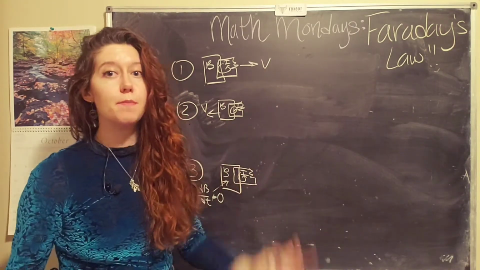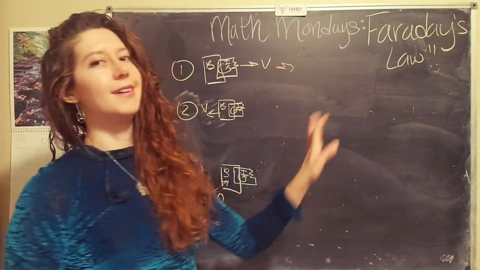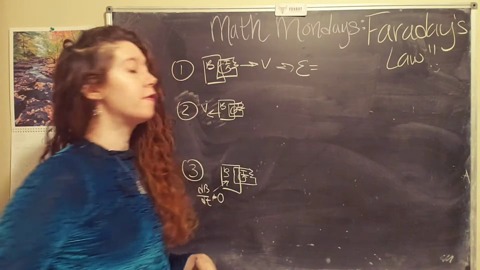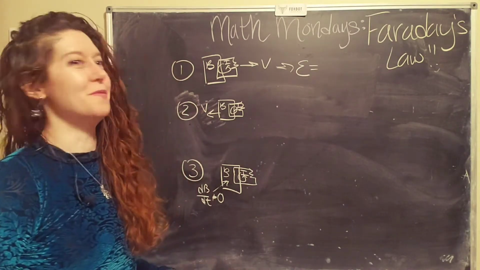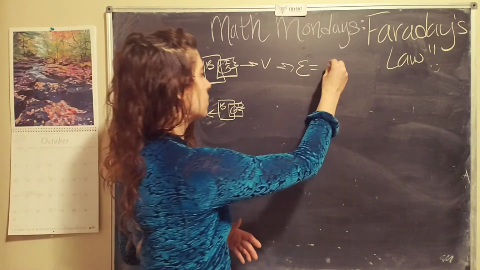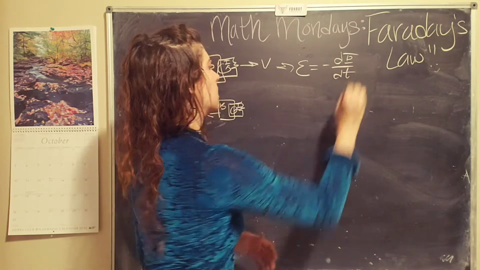So let's put some math to this. What's going on? The first experiment, like I said, we already did this. We know the EMF, the electromotive force, the force per unit charge, is equal to the negative rate of change of the magnetic flux.